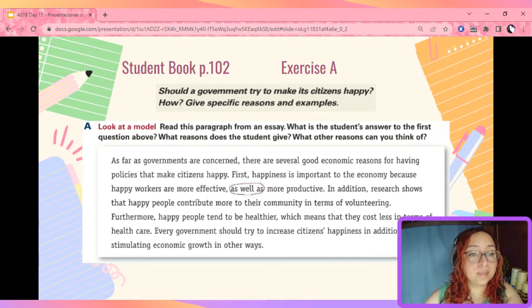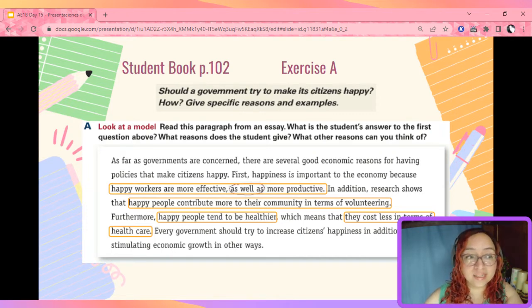Okay, so he mentions that happiness is important to the economy because happy workers are more effective and more productive. Happy people contribute to their community in terms of volunteering. Happy people tend to be healthier, so they cost less in terms of healthcare. So if you notice, not only did the student answer the question that yes, he considers the governments should be concerned about this, but also he gives reasons and examples.